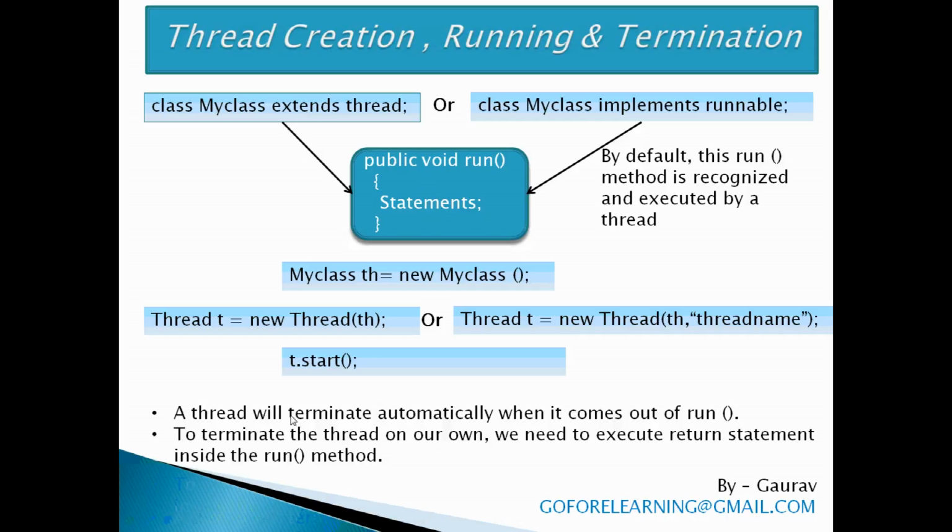A thread will terminate automatically when it comes out of run. To terminate the thread on our own, we need to execute a return statement inside the run method.